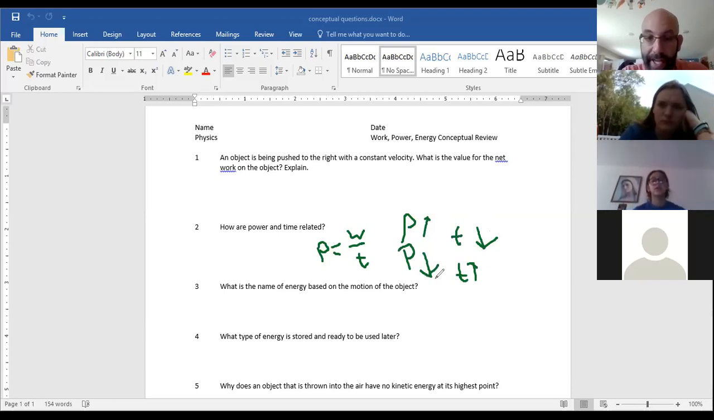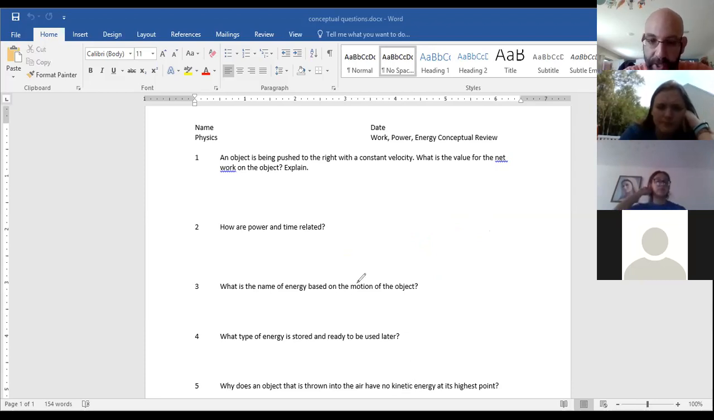3 is kinetic energy, and 4 is potential energy. And 5, when you are at your highest point, you aren't moving, and we said kinetic energy is the energy of motion. So if you have no velocity, you have no kinetic energy. So that's why at your highest point, the kinetic energy is 0. Any questions about the front 5 or the 8?